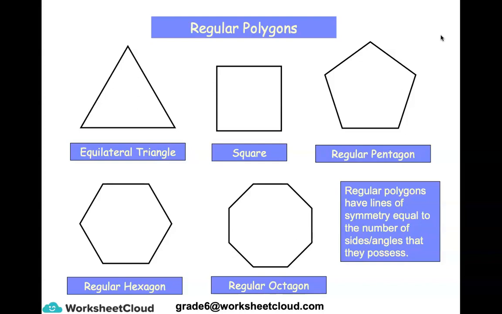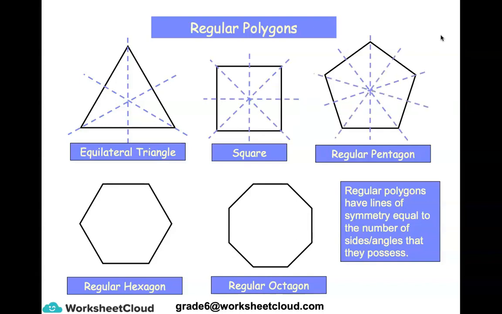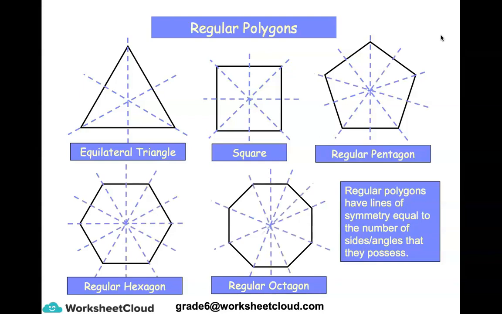Regular polygons have lines of symmetry equal to the number of sides or angles that they possess. So basically what that means, in a regular polygon where all sides and all angles are equal, the number of lines of symmetry equals the number of sides. So that's got 3, that's got 4, that's got 5, and you can see the other ones have got 6 and 8 respectively. Okay, so that's something worth remembering moving forward.